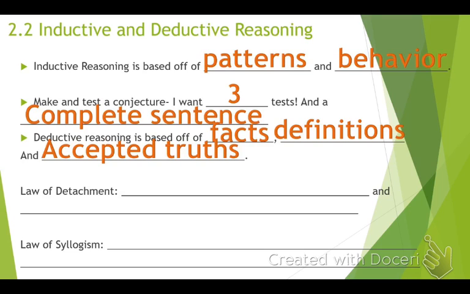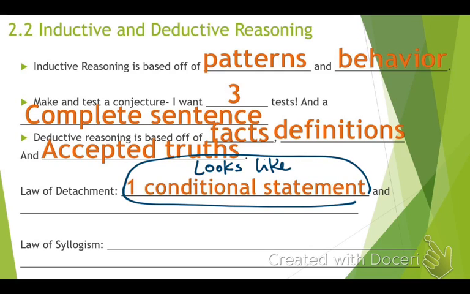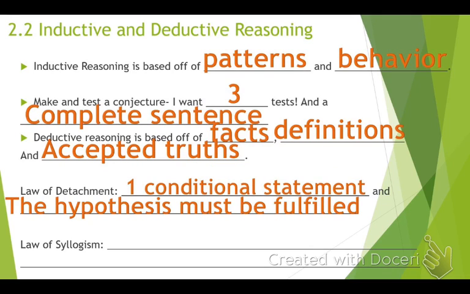Law of detachment. What does it look like? How many conditional statements are there? One. It looks like one conditional statement. So when I say write one conditional statement, that means it looks like that. That's not what your answer will look like. Your answer will look like a straight-up statement. But the law of detachment looks like one conditional statement. In order to use the law of detachment, the hypothesis has to be fulfilled. So the hypothesis must be fulfilled.